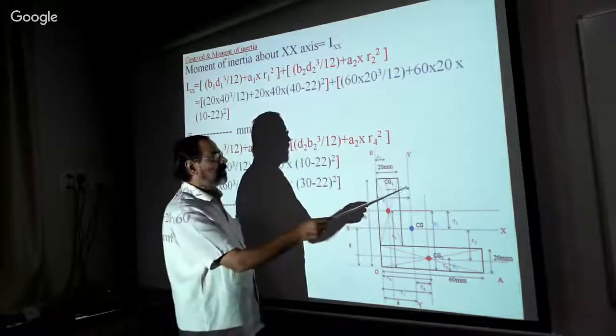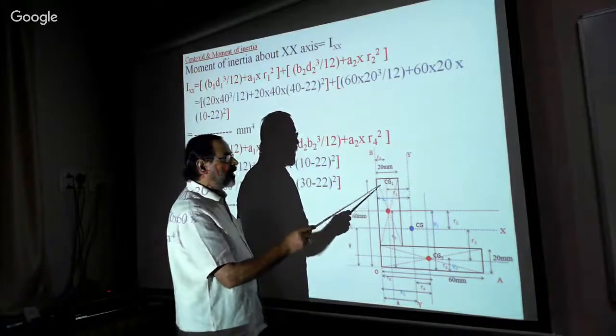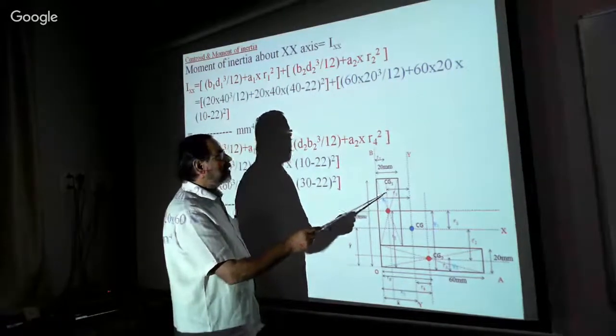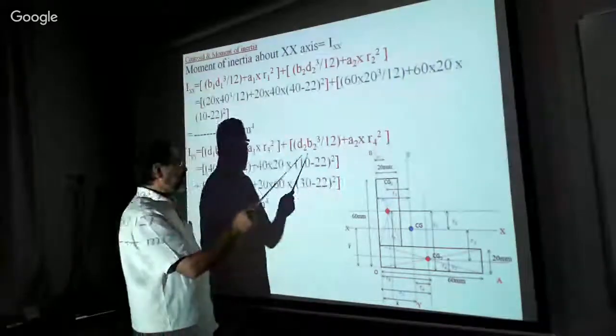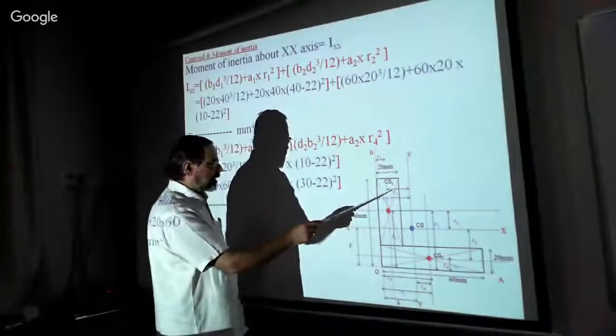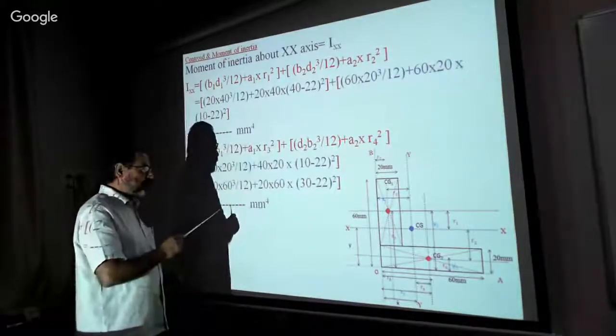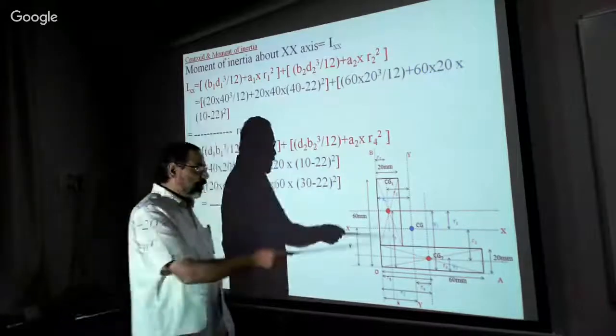The centroidal distance: from here to here it is 22, and from here to here it is 10 millimeter. Therefore, 10 minus 22 whole square. That will give this R3 square, isn't it? And similarly, for figure 2, we are calculating the moment of inertia along this axis.